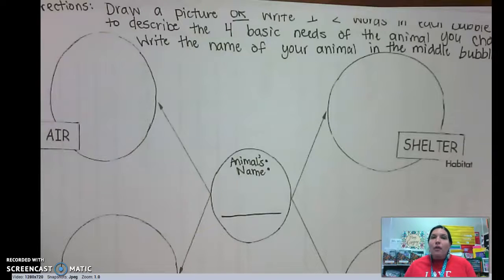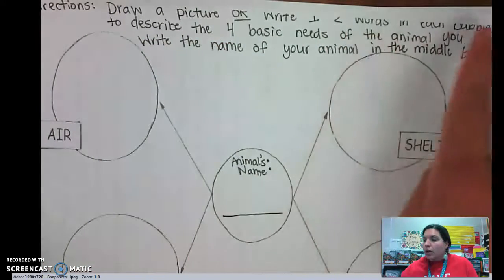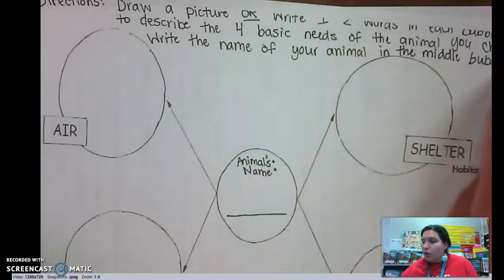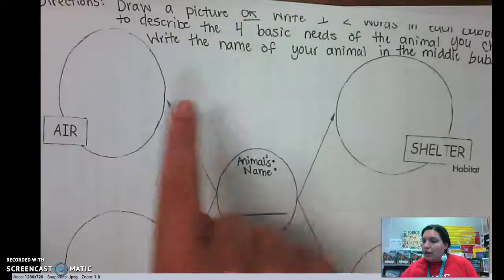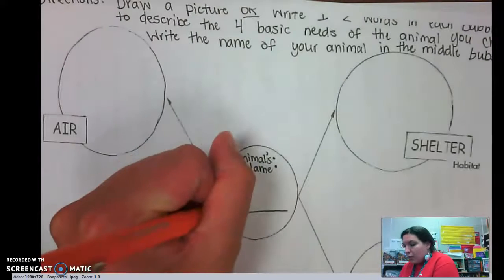So, the 4 basic needs of a hippo are what I'm going to focus on today in order to fill out my bubble map. What I need to do first is read the directions. They say, draw a picture or write 1 to 2 words in each bubble to describe the 4 basic needs of the animal you chose. Write the name of your animal in the middle bubble. So that's what I'm going to do. I'm going to write the animal's name, hippo.